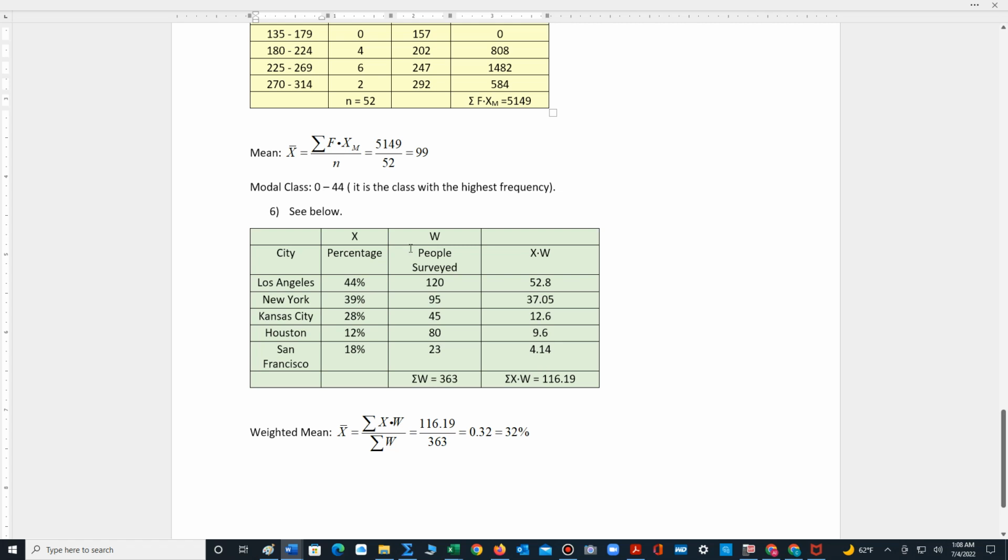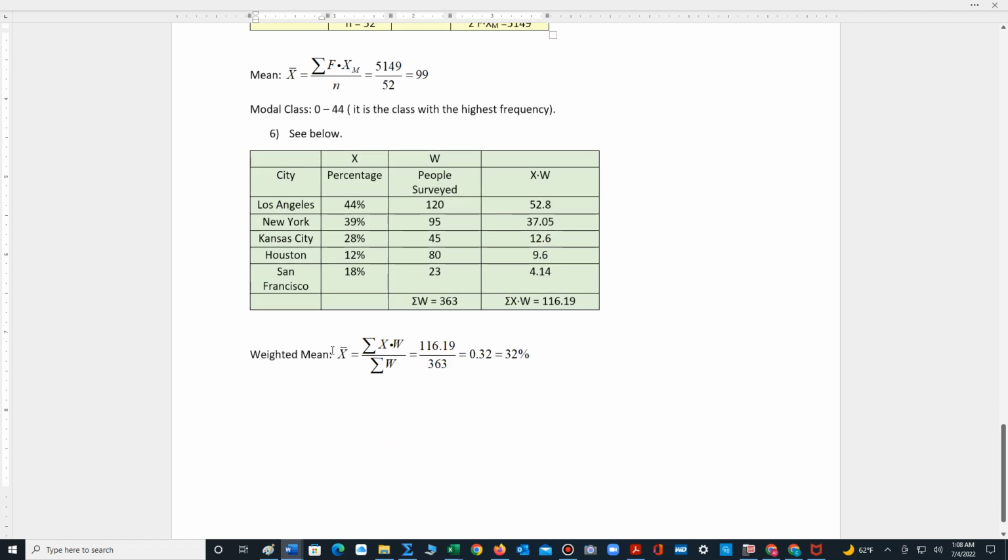And then next we find the sum of the weights, 363, the sum of the products, 116.19, and the weighted mean is computed by dividing the sum of the products by the sum of the weights. We end up with 0.32, which converts to 32%.